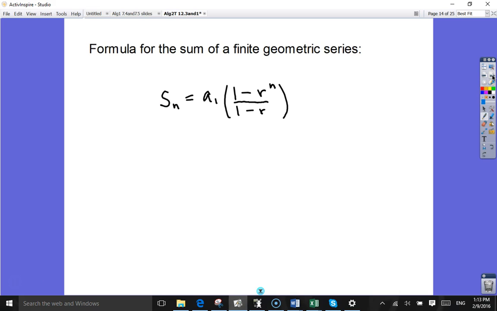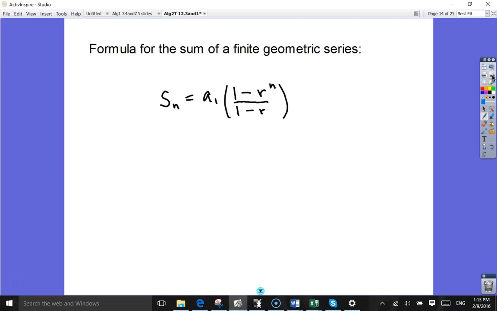So now we get into the sums. If you go down in the formula sheet, the column is geometric. Look at the capital S's, that means sum. When you see a subscript, which is n, that means you're adding up a certain number of terms, a finite number of terms.